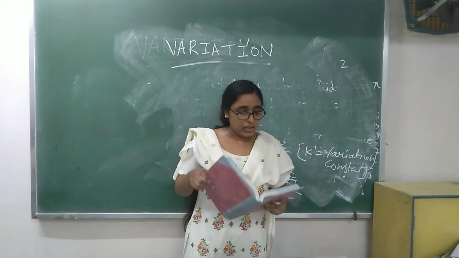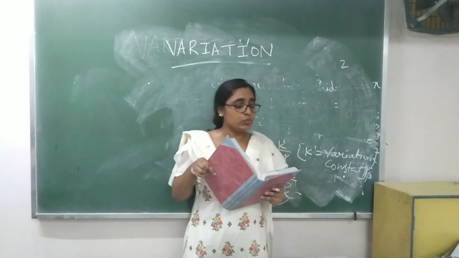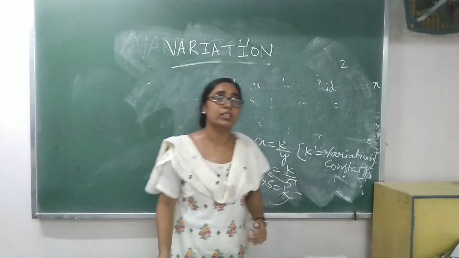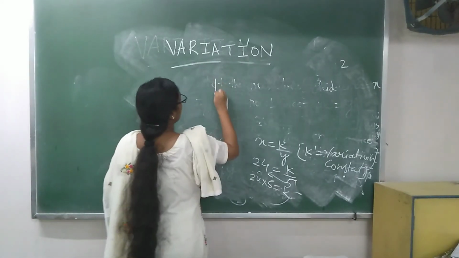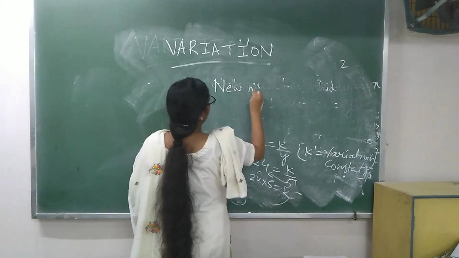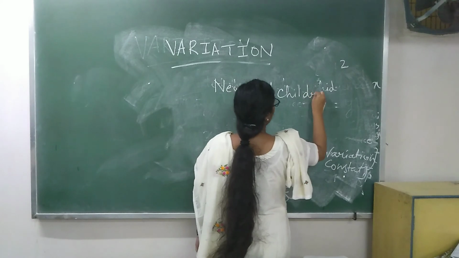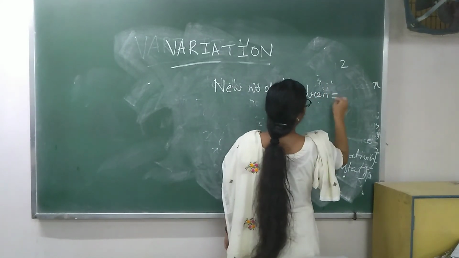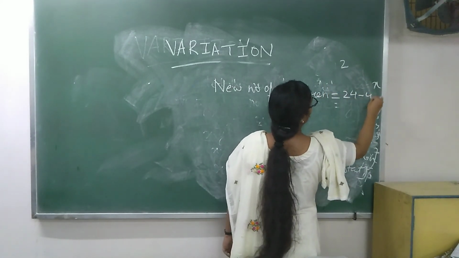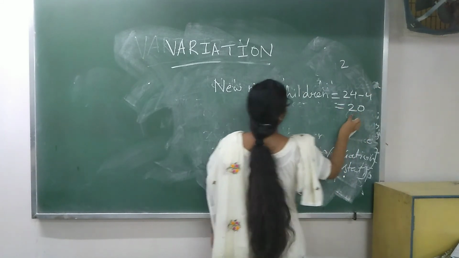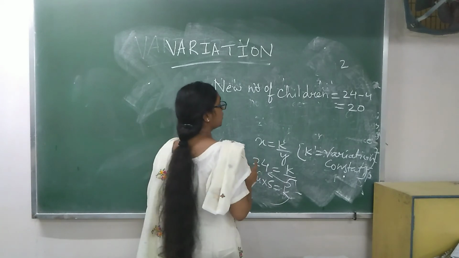Now what are they saying? How many sweets would each get if the number of children is reduced by 4? Now the number of children is reducing. So what is the new number of children? First it was 24. Now it is reduced by 4. Reduce means subtraction: 24 minus 4, 20. Now the number of children is 20. So how much will each get?